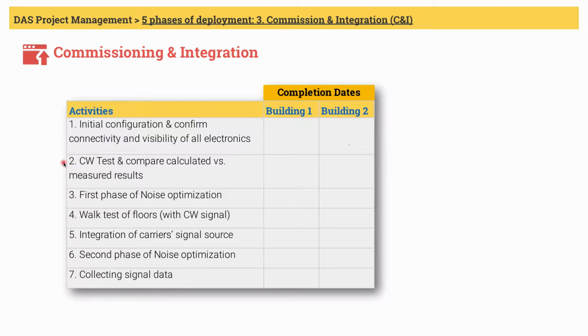Number two is CW test and compare calculated versus measured results. Now remember, CW stands for continuous wave signal. It's a blank signal and we use it to test the DAS.